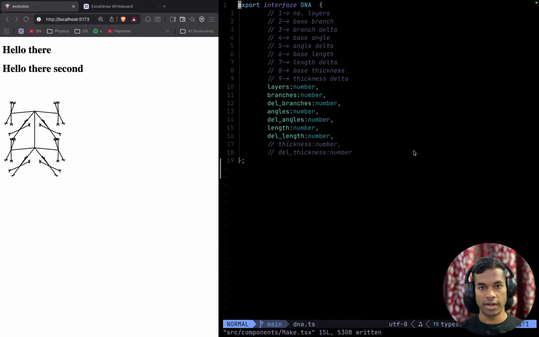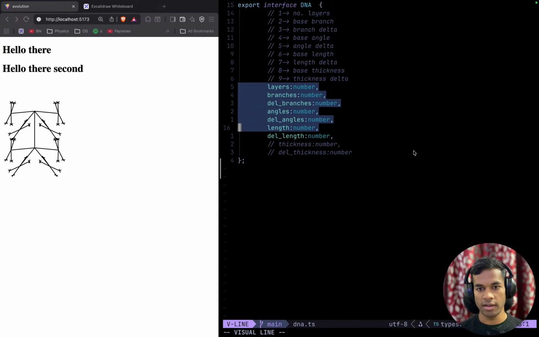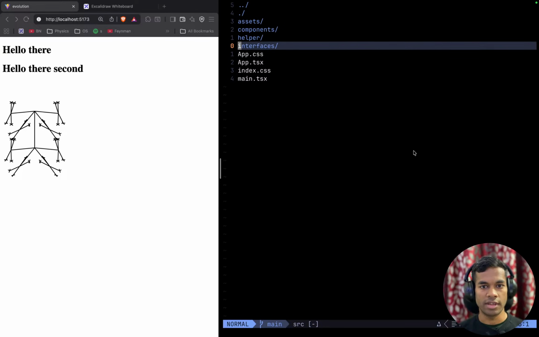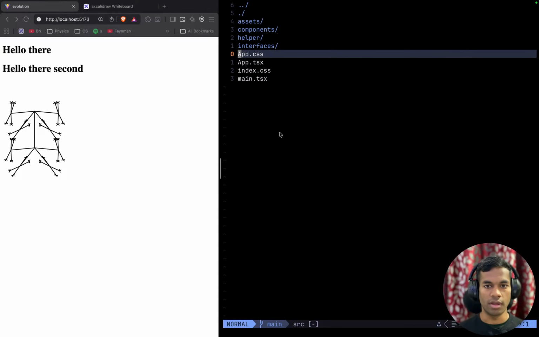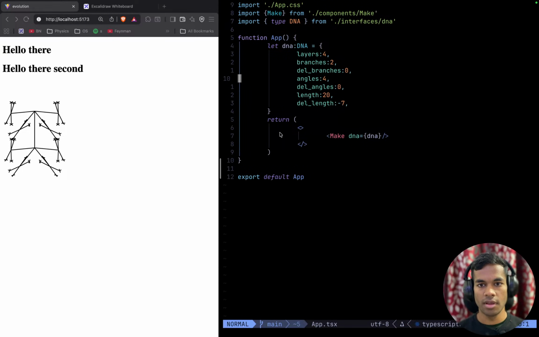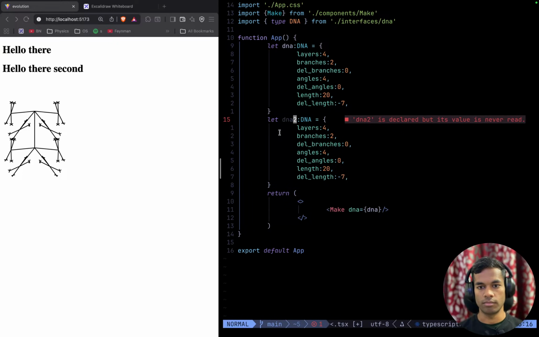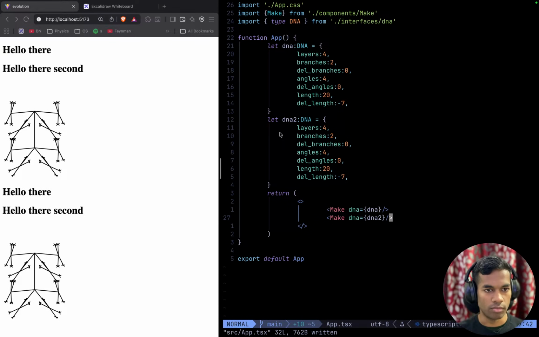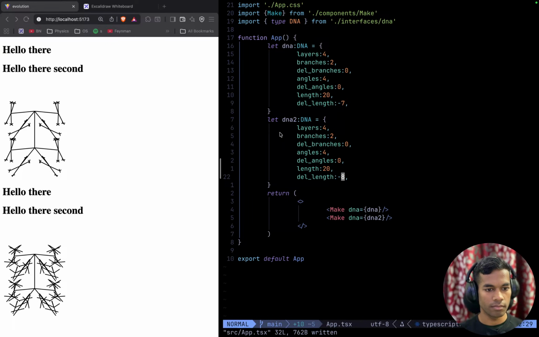Yep, an interface for DNA. This is how our DNA looks, and depending on the DNA, we have a React component which takes in the DNA and makes the image of what an organism would look like with that DNA. Here is an example DNA. Let's make 2 organisms, DNA 2, and here make DNA equals DNA 2. And what do we see? We see 2 organisms. And if we change some things in the DNA, we see changes in the organism.